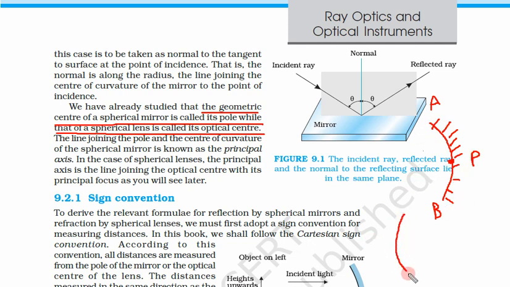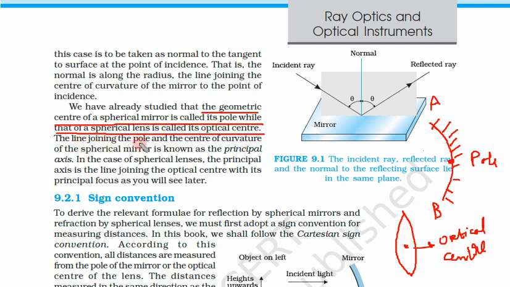Now for a lens, this midpoint is called the optical center. Here it is called the pole. In the case of a lens, this is called the optical center. So these are some of the terms that we need to know to learn this chapter. This is the optical center, this is the pole.